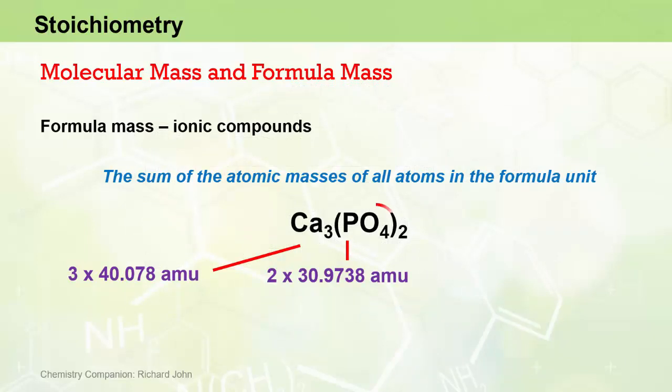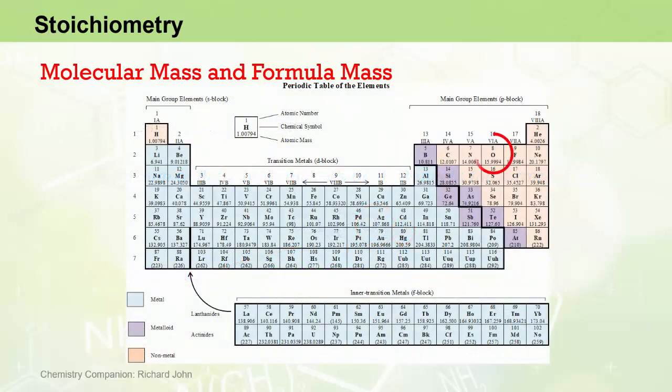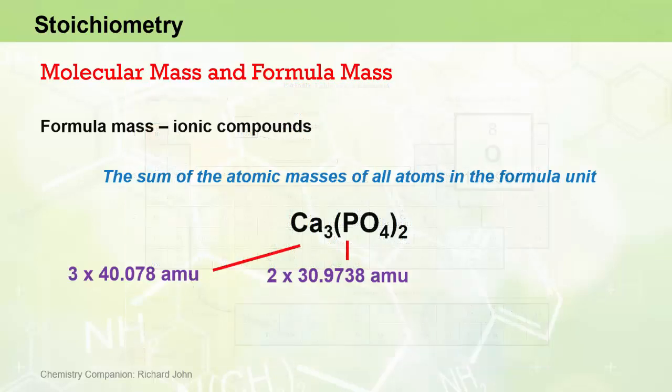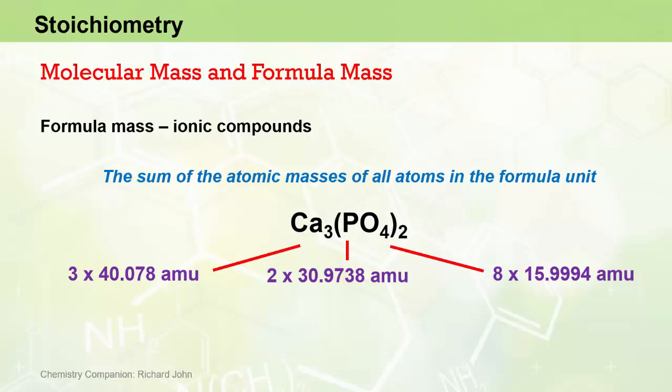Finally, we can see that there are 4 oxygen atoms inside the brackets, but the 2 outside the brackets means that we have a total of 8 oxygen atoms in this formula unit. We can look up oxygen in the periodic table, number 8, and we see that its atomic mass is 15.9994 atomic mass units. The contribution from oxygen to the overall formula mass is therefore 8 times that number.